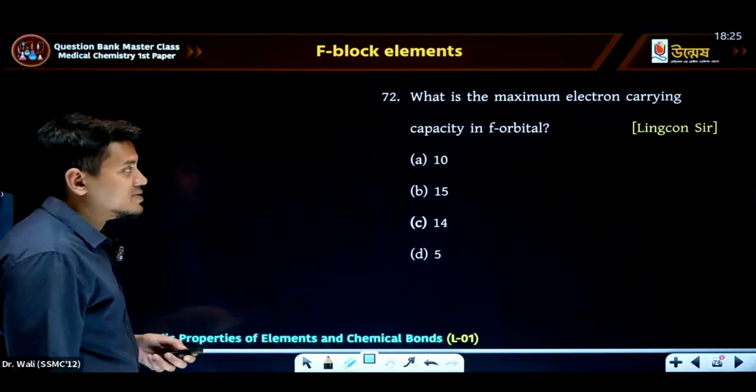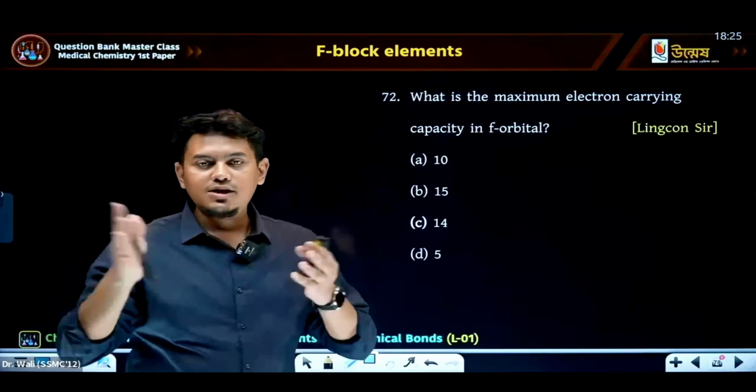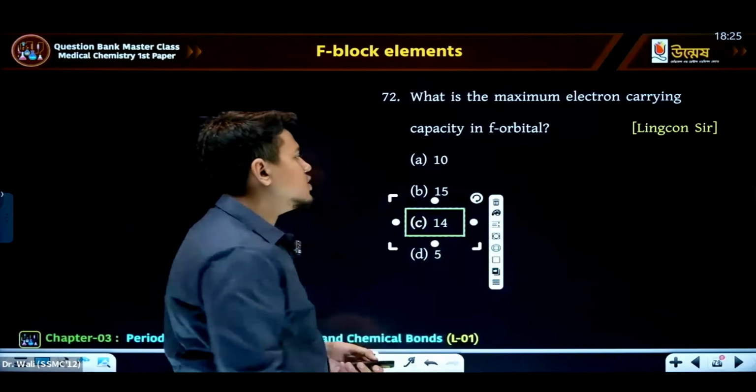What is the maximum electron carrying capacity in the F orbital? The F orbital has 7 rooms, and in each room there will be at most 2 electrons, so 7 into 2 will be 14. Okay, the correct answer will be 14.